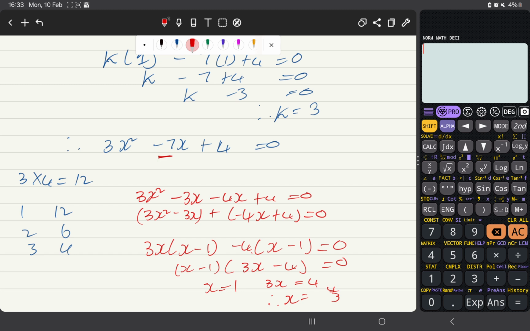I would say these problems, the more you practice them, the easier it will be just to hear from the words and be able to put it into numbers. So I'll see you guys in the next section. We will be talking about the nature of roots, after which we go to inequalities.